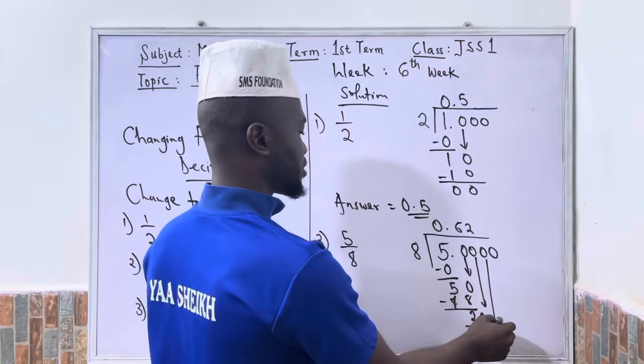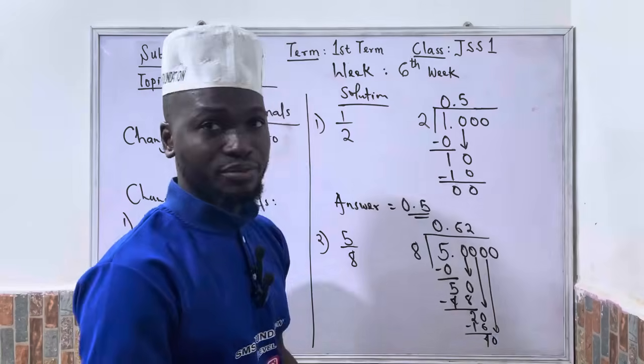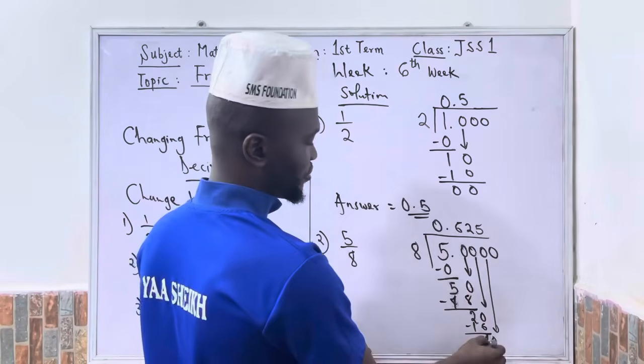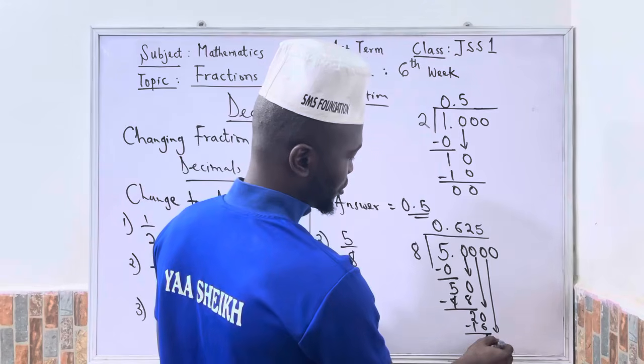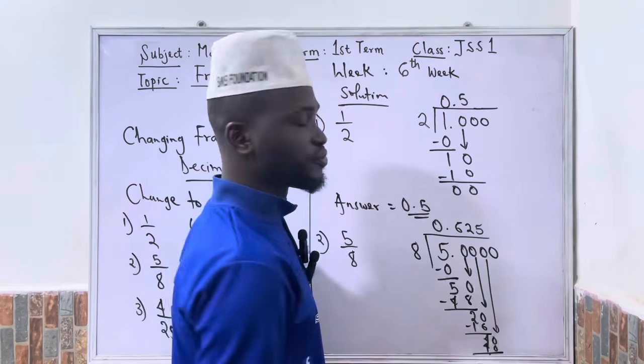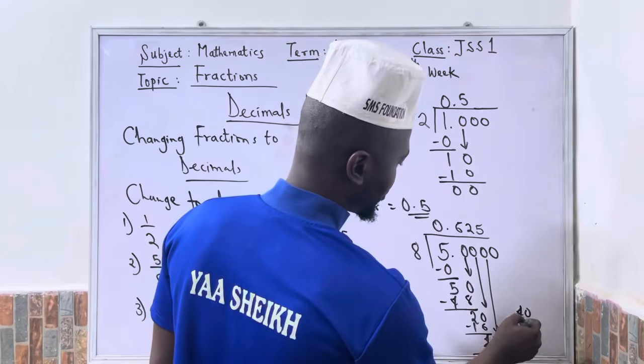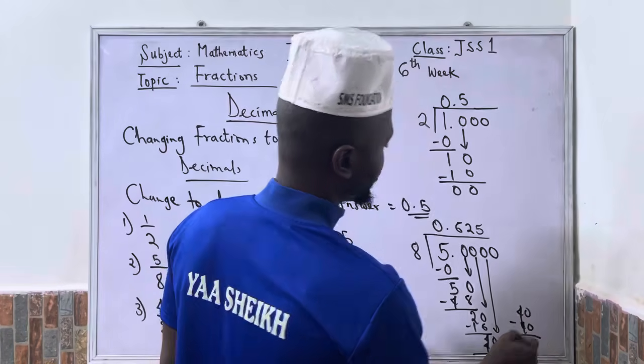So drop the next 0, this will be 40. Now, how many 8 in 40? That will just give me 5. 8 times 5, that will be 40. Then you subtract. 40 minus 40, that will just give you 0.